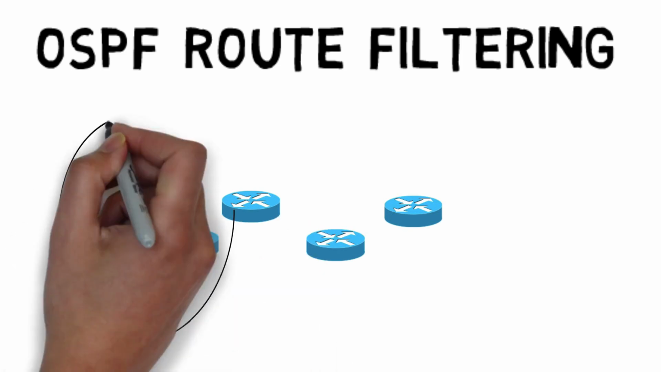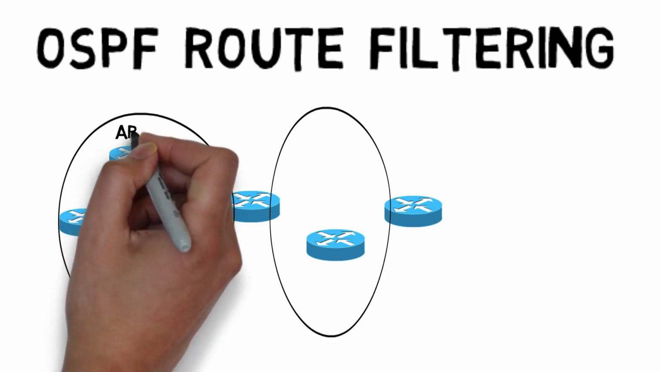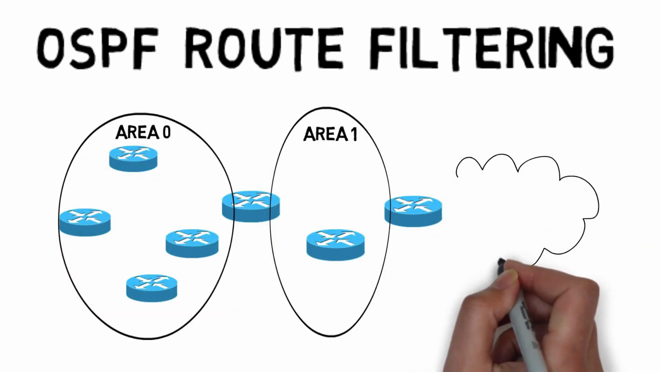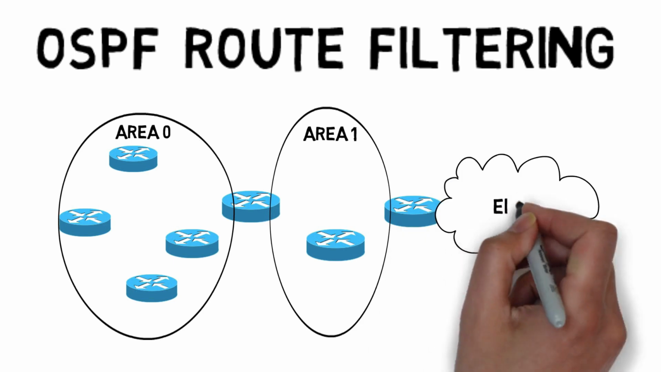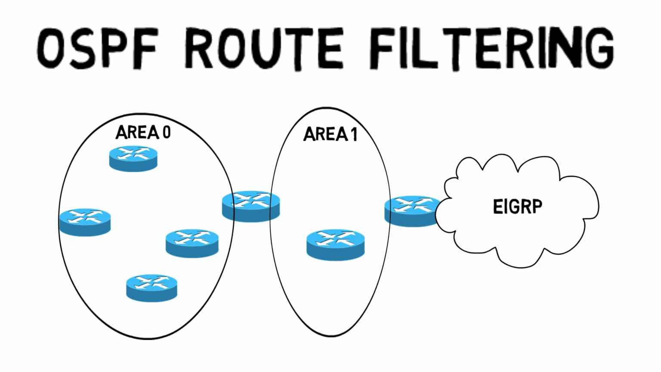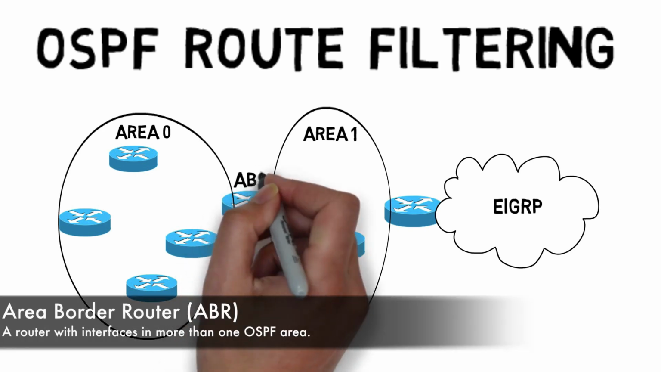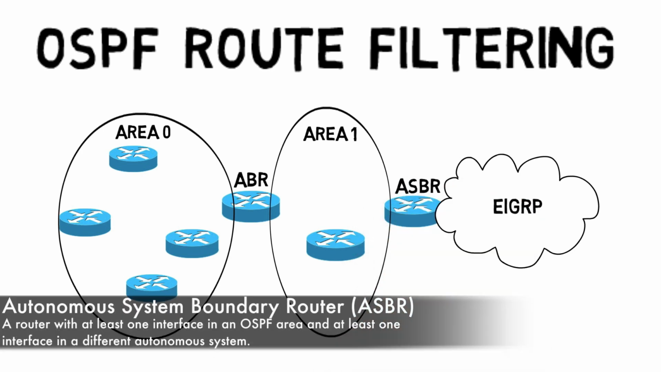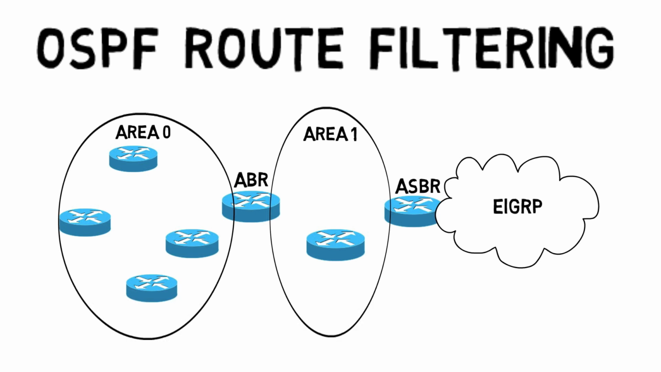And to illustrate these approaches, let's imagine a topology where we've got a backbone area, area 0. We've got area 1, and one of the routers in area 1 is also connected to an EIGRP autonomous system. And remember, a couple of these routers have special names. The router that has an interface in area 0 and another interface in area 1, it's called an ABR. It's an area border router. We also have a router that's an ASBR, an autonomous system boundary router. It has at least one interface in an OSPF area and at least one interface in another autonomous system. In this case, it's an EIGRP autonomous system.